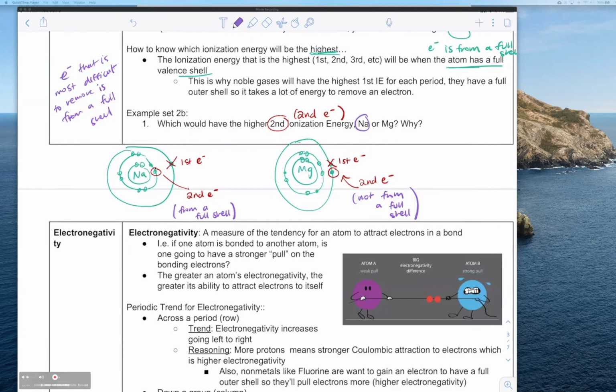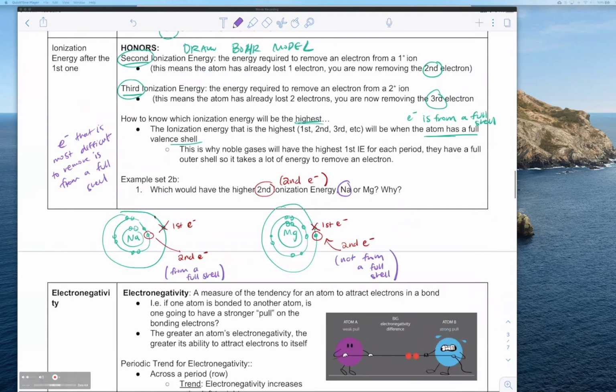Another way to look at it is when the electron you're pulling is from when the atom looks like a noble gas, because noble gases always have full shells. That's also another way you can kind of think about it. Okay, so sodium would be your answer.